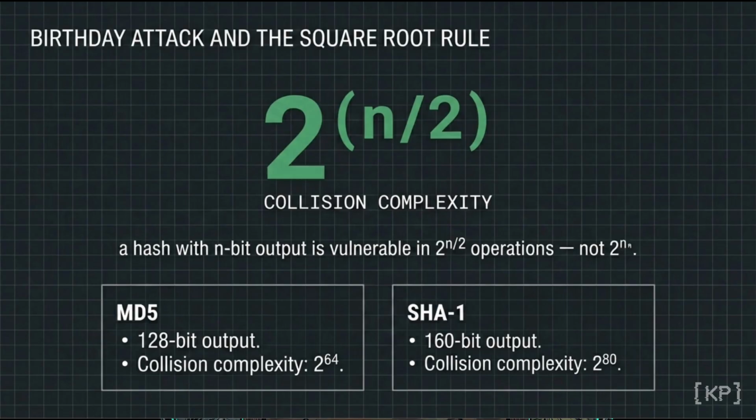Wow, okay. So when cryptographers apply this probability model to hash functions, it generates what we call the square root rule. A hash function with an n-bit output is vulnerable to a birthday attack in roughly 2 to the power of n divided by 2 operations. So the birthday paradox effectively cuts the perceived security of the hash's bit length exactly in half. It does, and that is a devastating reality for older algorithms.